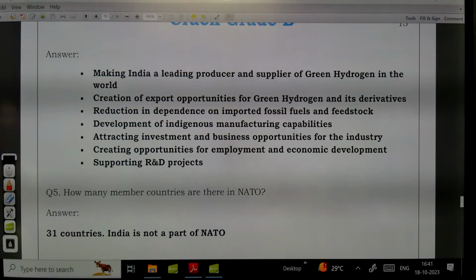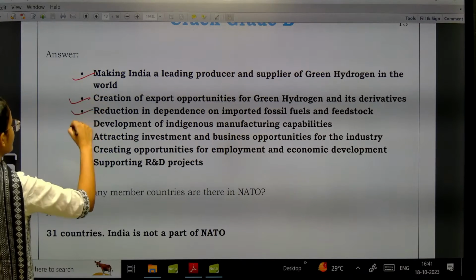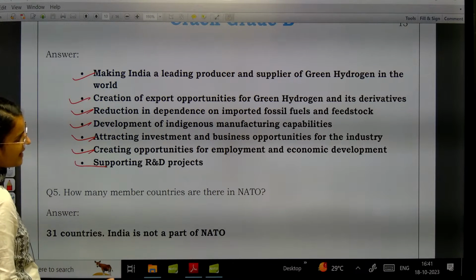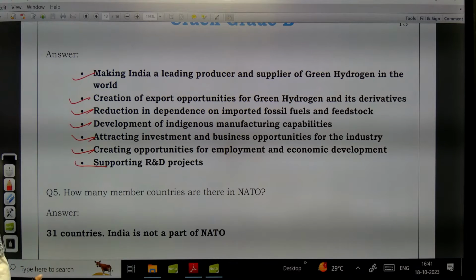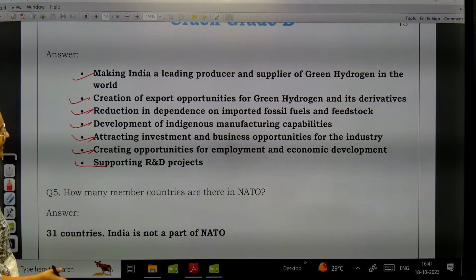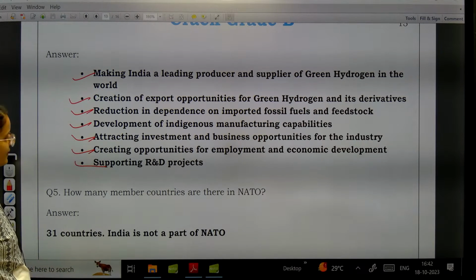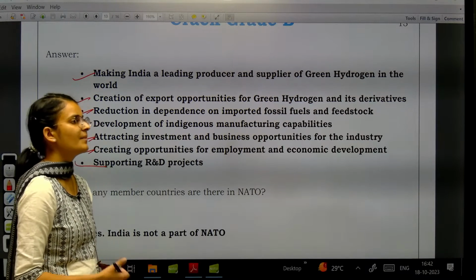Option. So making India a leading producer and supplier. These were the benefits given in PIB. Making India a leading producer, supplier of green hydrogen in world, creation of export opportunities for green hydrogen and its derivatives, reduction in dependence on imported fossil fuels and feedstock, development of indigenous manufacturing capabilities, attracting investment and business opportunities for the industry, creating opportunities for employment and economic development, supporting research and development projects. Okay.